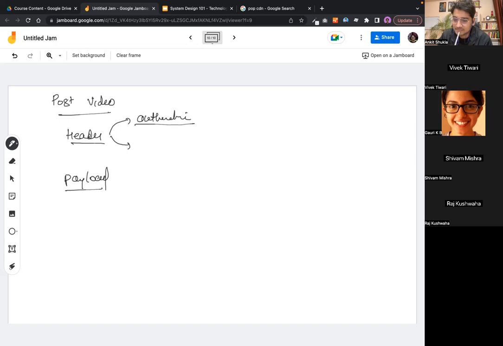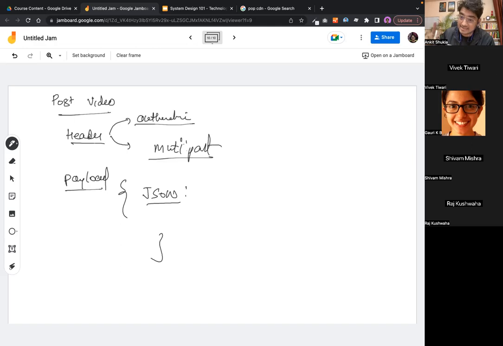What type of video is it? No, that will come in the payload. Now when you are sending the payload, this payload is actually not going to be standard JSON. It is going to be an actual MP4 or any kind of video out there. So this is known as multi-part.